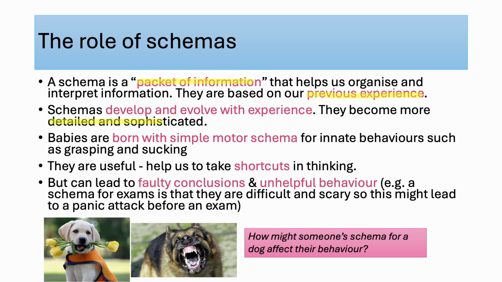And so the idea is that babies are born with very simple motor schema, and that's why babies just tend to explore the world through their mouths. But then as they get older, they add to their schema and they understand that certain things don't belong in their mouths because they don't taste very nice or feel very nice. So schemas are very useful because they can allow us to make shortcuts in thinking. We all understand what a chair is, the purpose of a chair, and so we sit down when we see a chair. It helps us to process that vast amount of information in the world or in a room and process it very quickly.